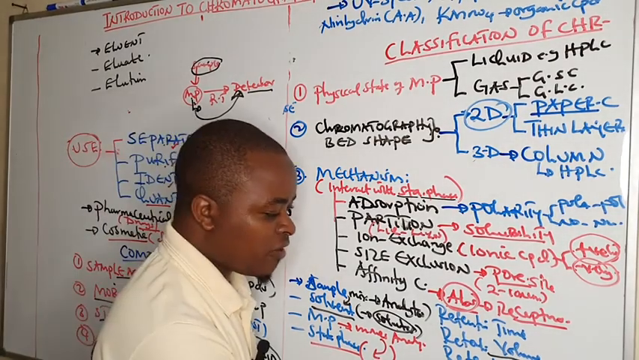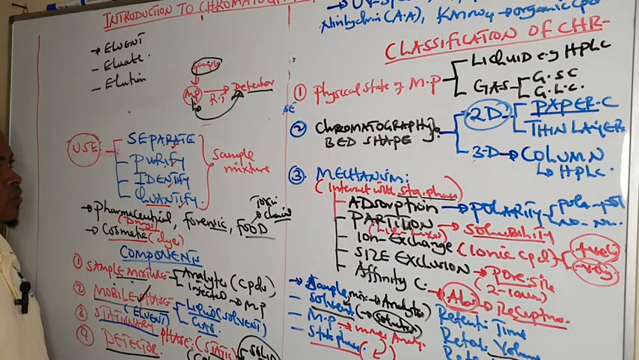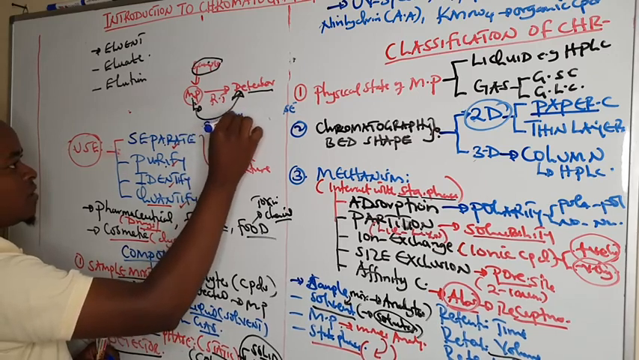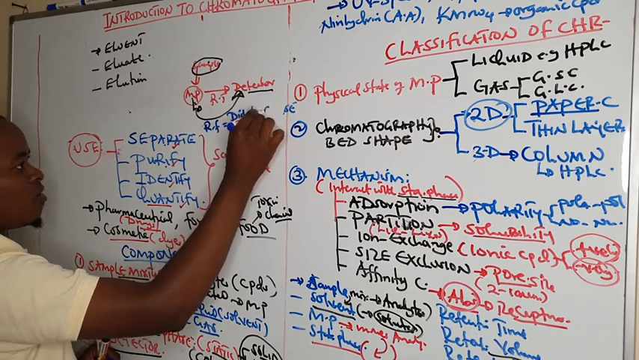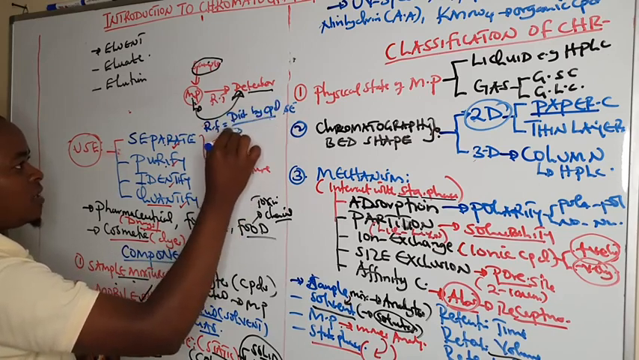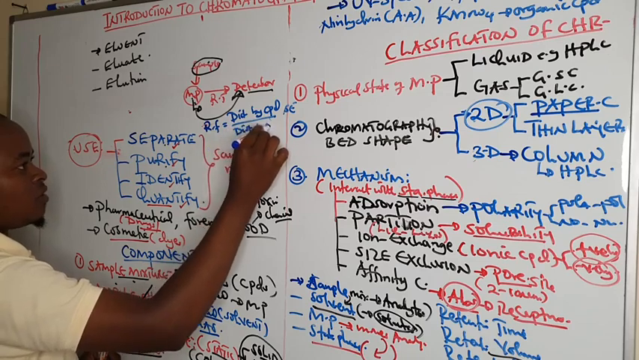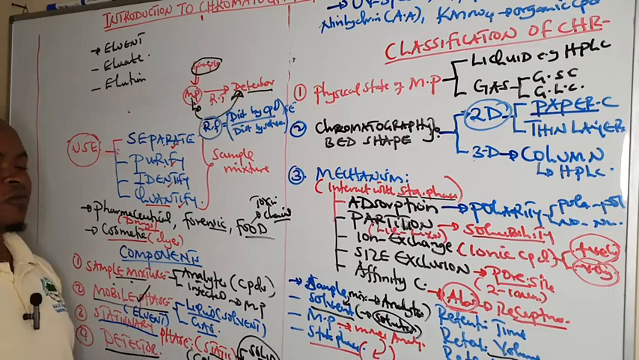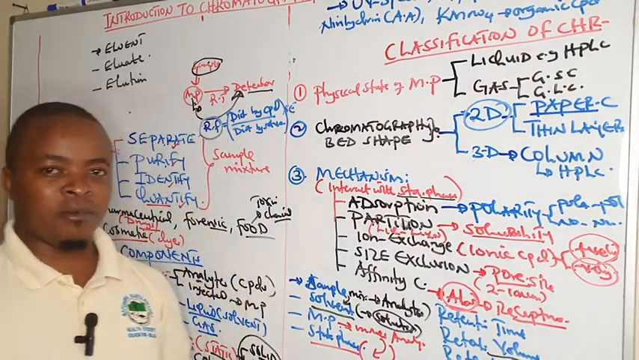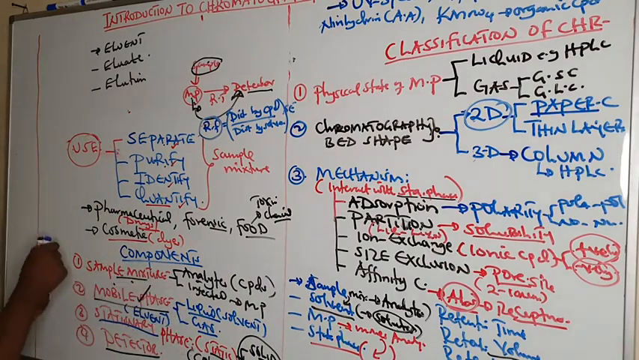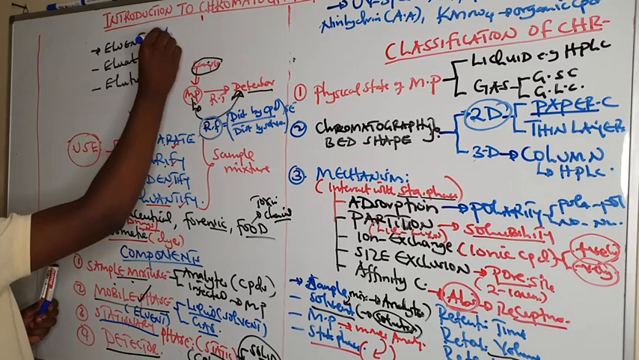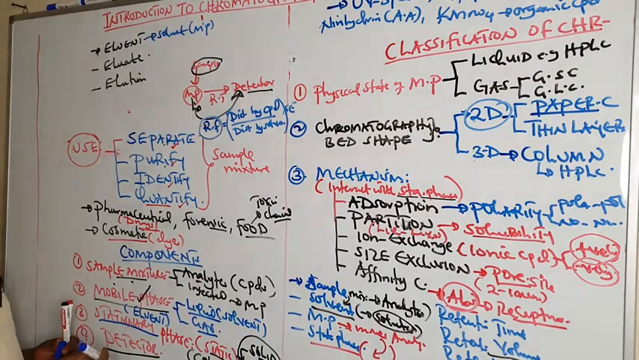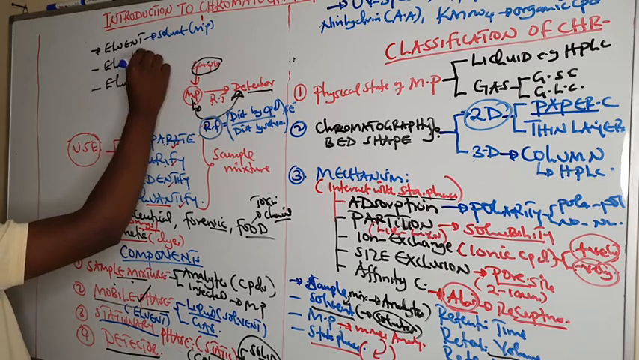Then retention factor is the ratio of the distance traveled by the compound over the distance traveled by the solvent. This is how we are able to calculate the retention factor of different compounds in the sample mixture. Then what is eluent? Eluent is the solvent which we are using in the mobile phase to transport the sample analytes.